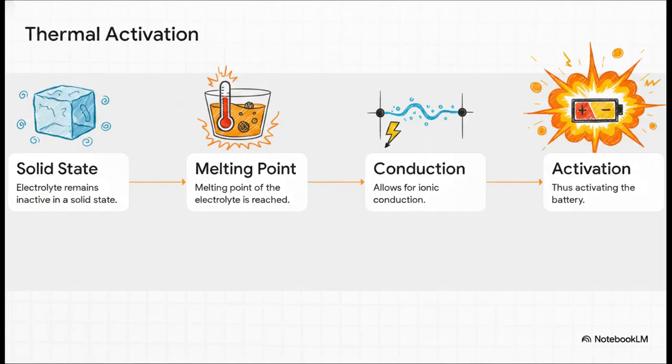So how exactly do you snap the glow stick when the battery is sealed deep inside some complex machinery? Let's look at a specific type called a thermal battery. It goes through this really elegant step-by-step physical transformation. Step 1, the electrolyte is isolated in a solid state. Step 2, when the battery is needed, heat is applied until that electrolyte reaches its melting point. Step 3, as it turns into a liquid, ionic conduction finally becomes possible. And boom, Step 4, the battery is fully activated and provides full power.